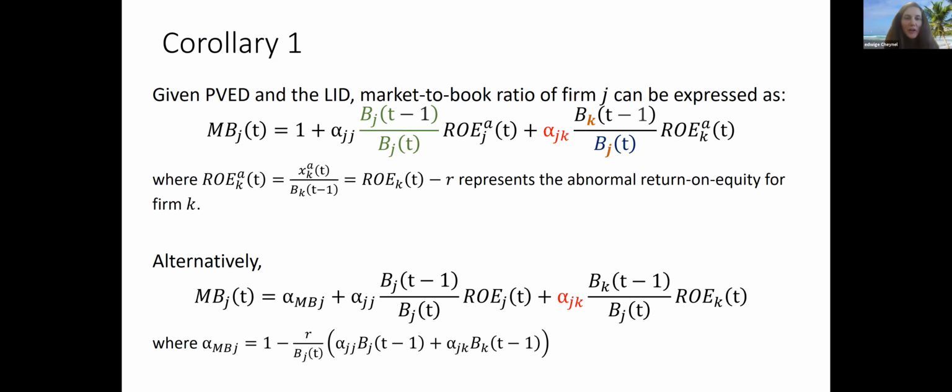As a corollary, we show that the market to book ratio of firm J depends, as before, under the assumption of linear information dynamics, on the abnormal return on equity of the own firm, that's the term in green, and the abnormal return on equity of the other firm, that's the term with the red alpha in front of it.